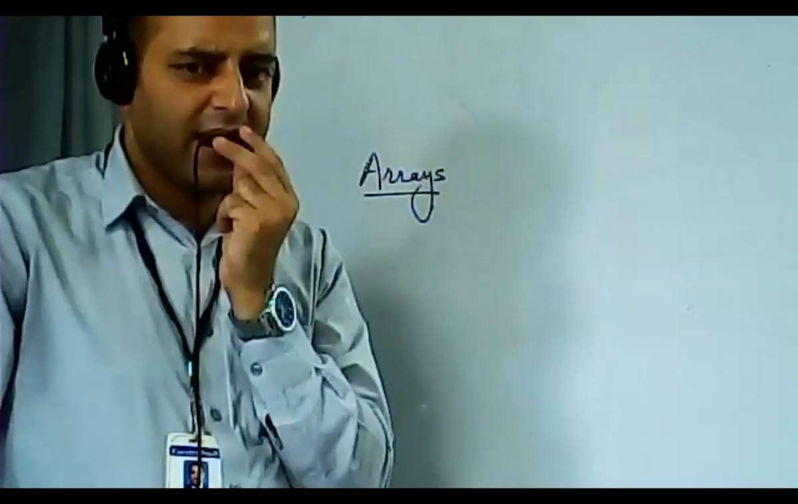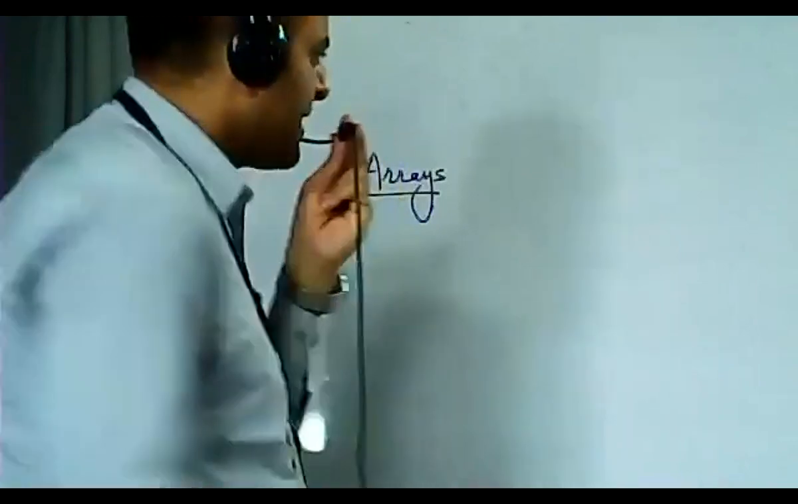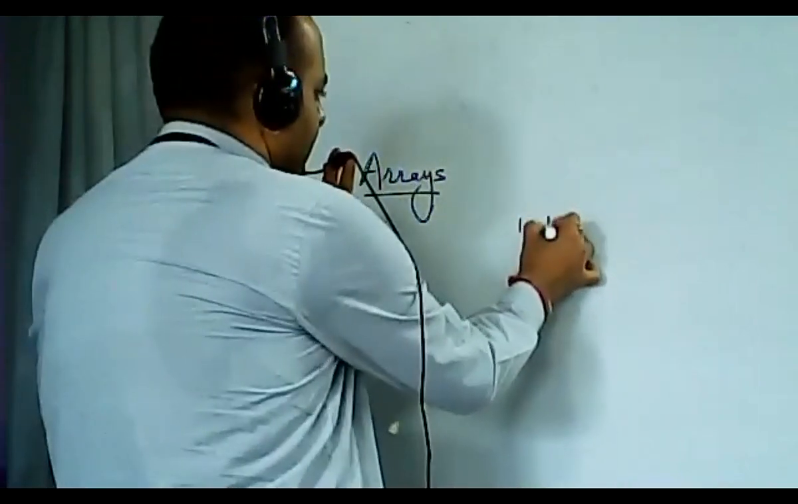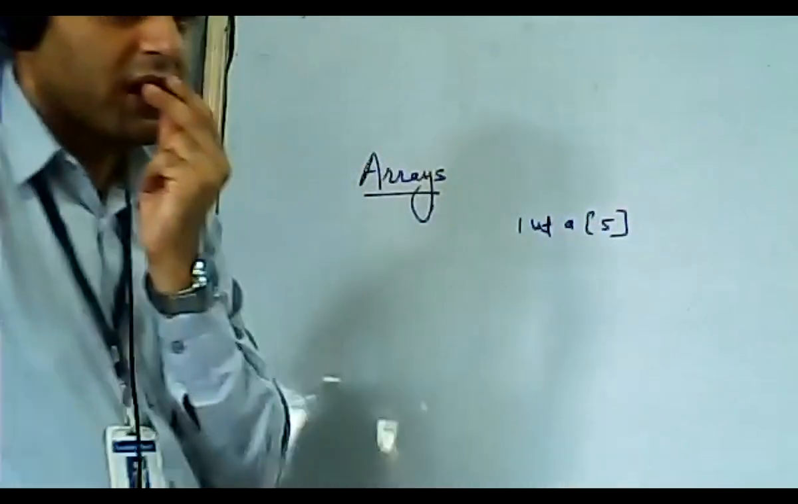Second property: static in nature. This means once the size is defined, like suppose we say int a of 5, we cannot take more than five elements. Yes or no? At runtime we cannot take more than 5 elements.